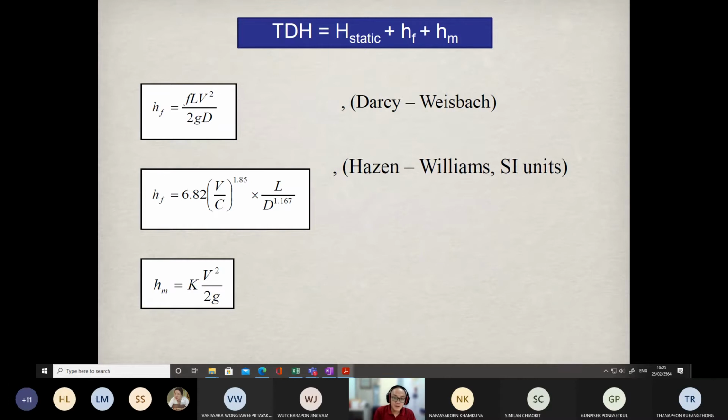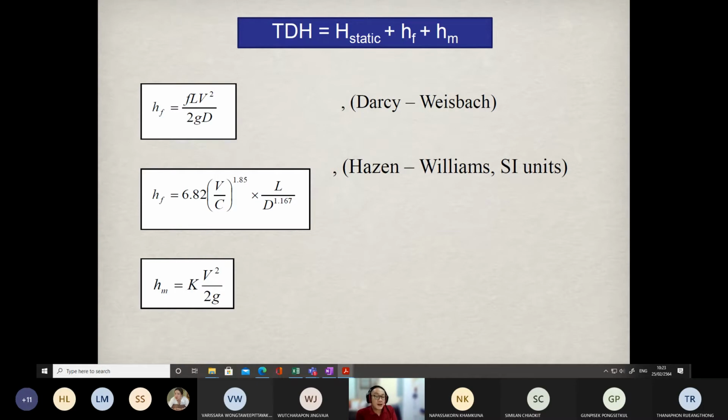We normally recognize this loss as the major loss, and the loss due to the connections, piping systems, and so on is normally recognized as the minor loss. So we have major loss and minor loss. For the major loss, you may be familiar with the Darcy-Weisbach equation. So we apply this equation to determine the loss.